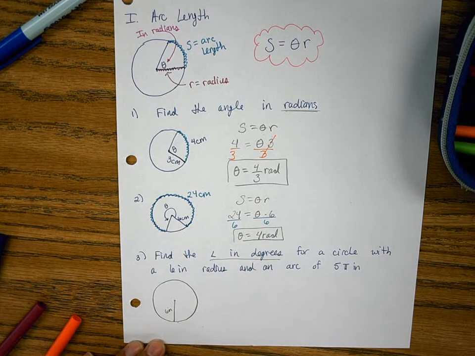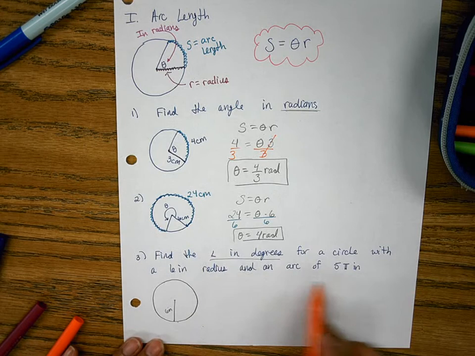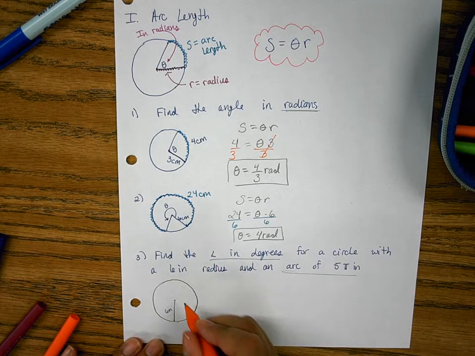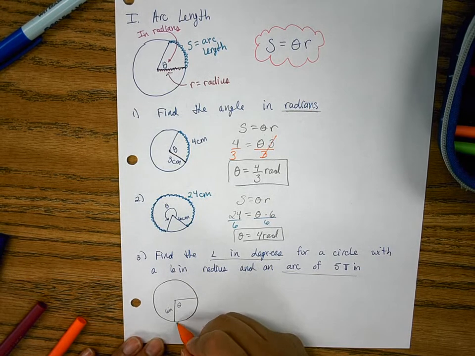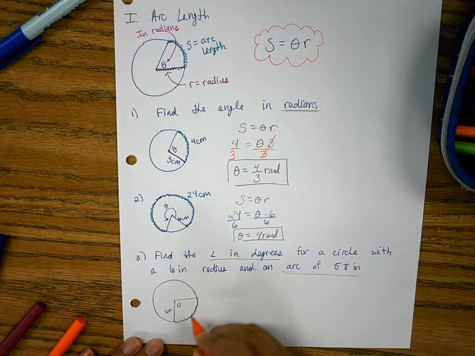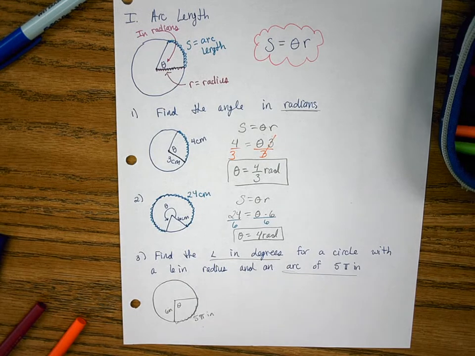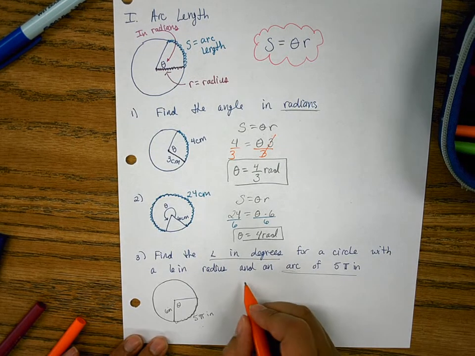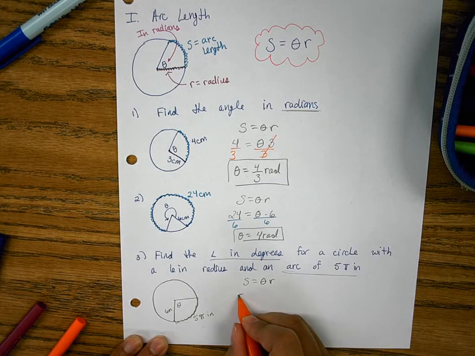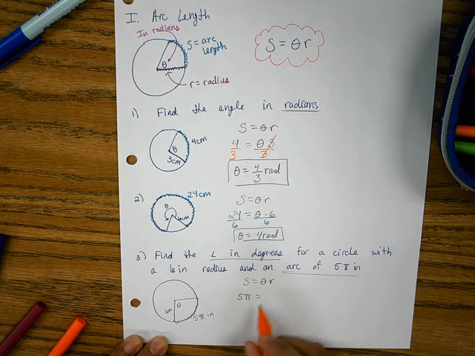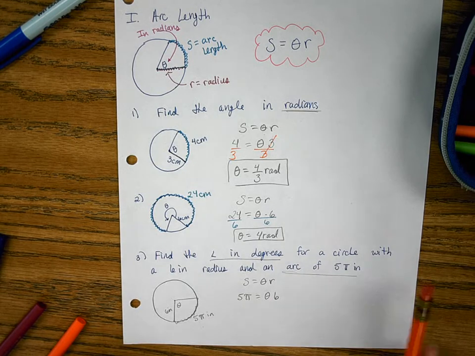With a 6-inch radius and an arc of 5 pi. Okay, I don't know how big theta is going to be, so I'm just approximating. And this here is the 5 pi inches. Okay, so S equals theta R. S is the 5 pi. Theta is what we're looking for, and the radius is 6.